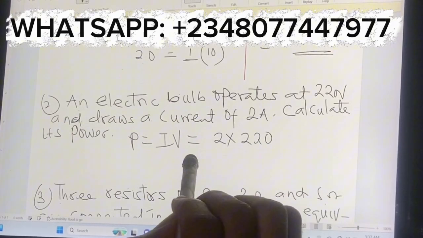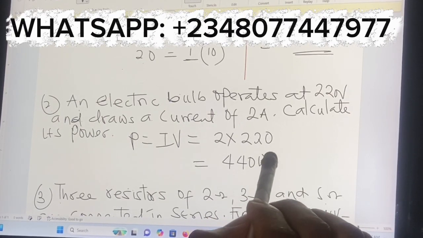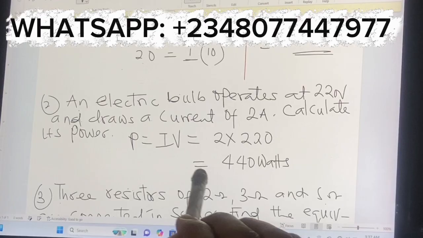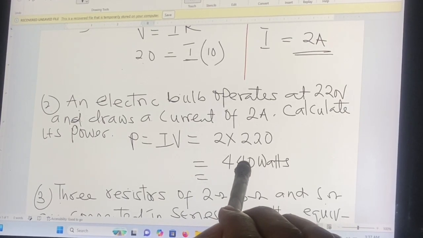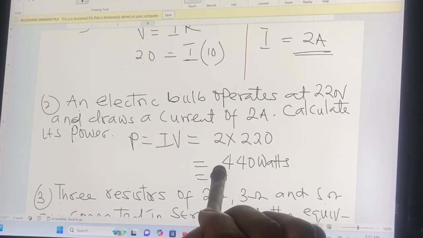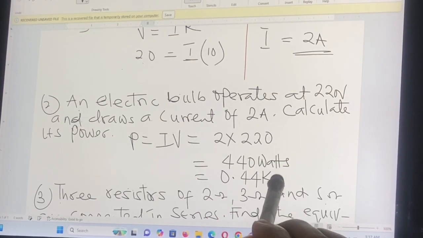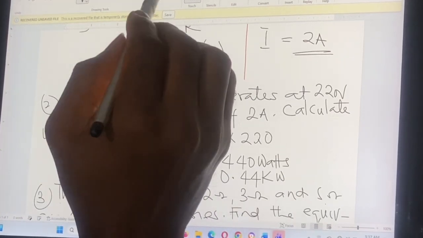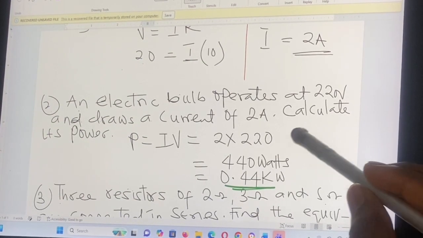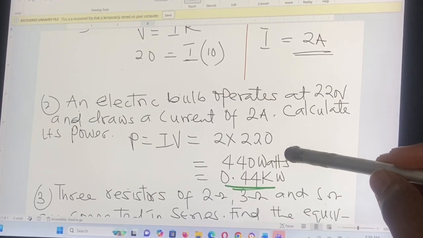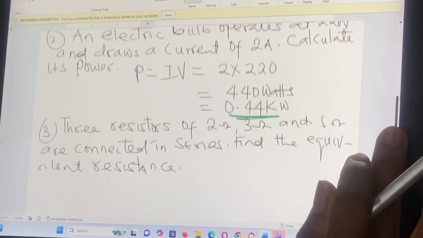When you multiply this, we have this to be 440 in watts. Most times you'll be asked to convert to kilowatts. You divide by 1000. So I'm going to have this to be 0.44 kilowatts. Please take note of this. Whenever you're asked to convert anything to kilo, you divide the result by 1000. Okay, now let's solve the next question here.